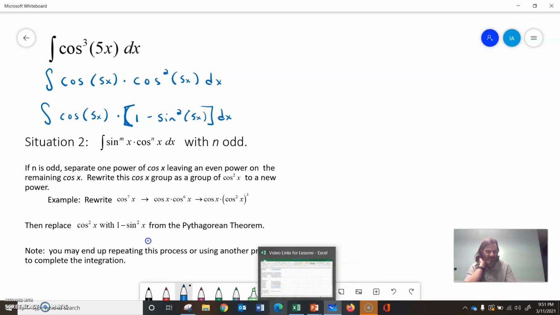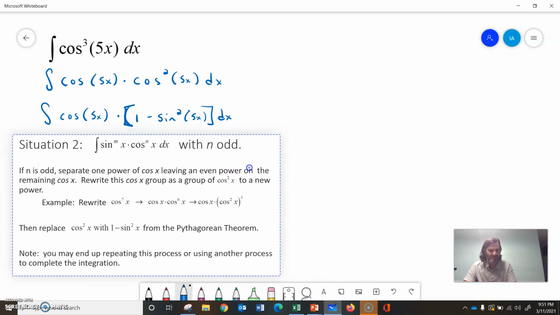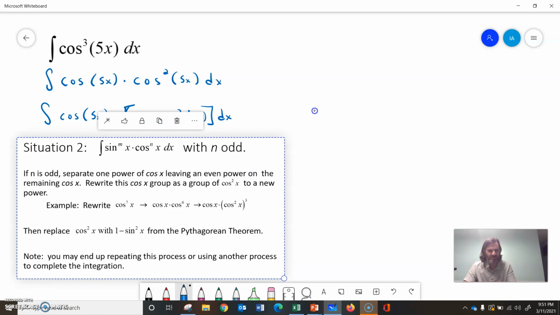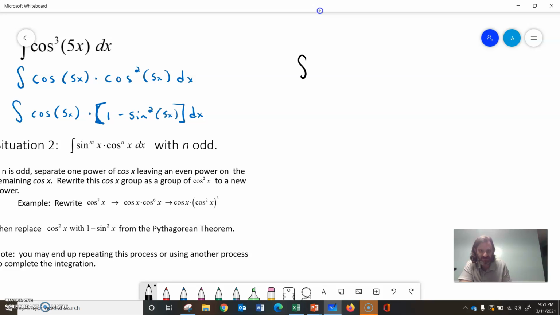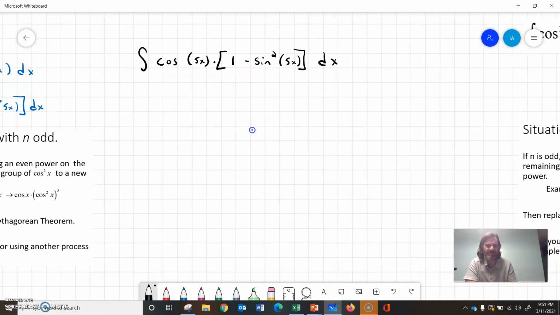So we've done everything I've said in the steps here. The rest of it is going to be to finish out the problem with the U substitution or whatever comes up. So let's rewrite it over here. We still got the original problem, just in a different form. So cosine of 5x times 1 minus sine squared of 5x dx. So last time we got here, we used the U substitution.